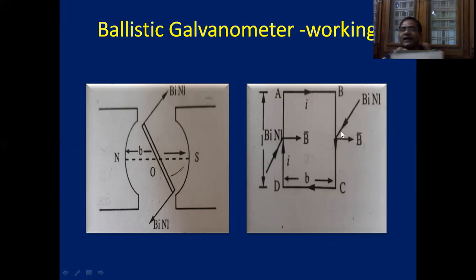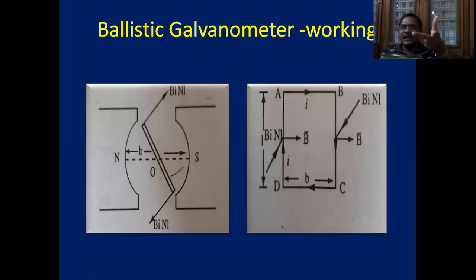Simply, if you imagine this book as a rectangular coil, here the current direction is like this. What is Fleming's left hand rule? If the three fingers of the left hand are stretched perpendicular to each other, the forefinger represents the field direction, the middle finger represents the current direction, then the thumb denotes the force acting on the conductor, right?